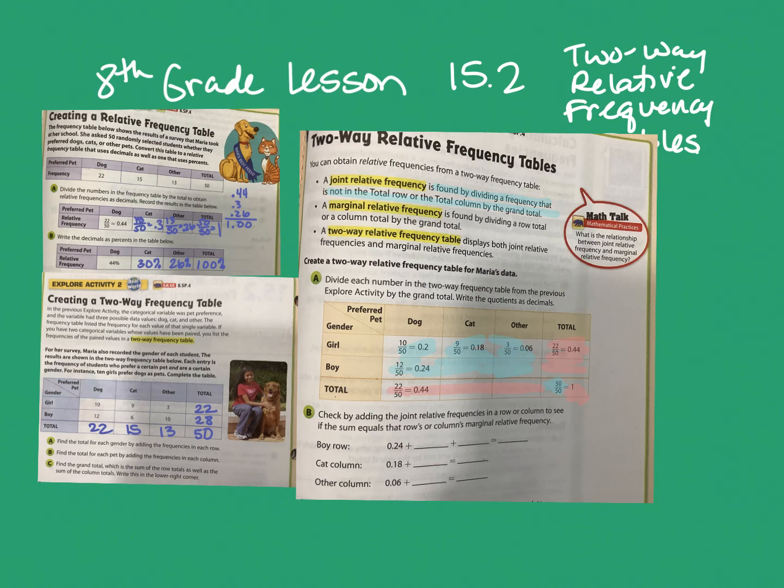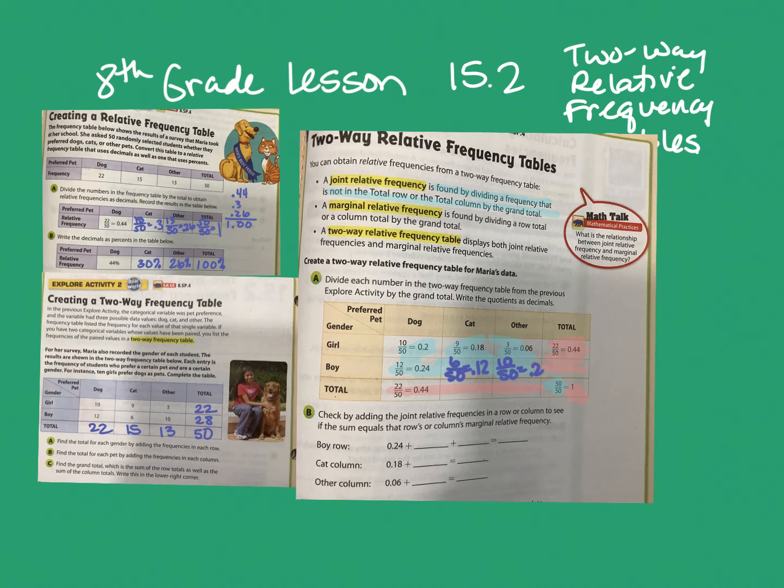Out of the boys who preferred dogs, 12 out of 50, 0.24 or 24%. Out of the boys who preferred cats, that was this one right here, is 6 out of the 50. Divide that, and 6 divided by 50 is 0.12 or 12%. Out of the boys who preferred something else, that was 10 of them, divided by the grand total of 50 for that joint relative frequency, and you get 0.2 or 20%.